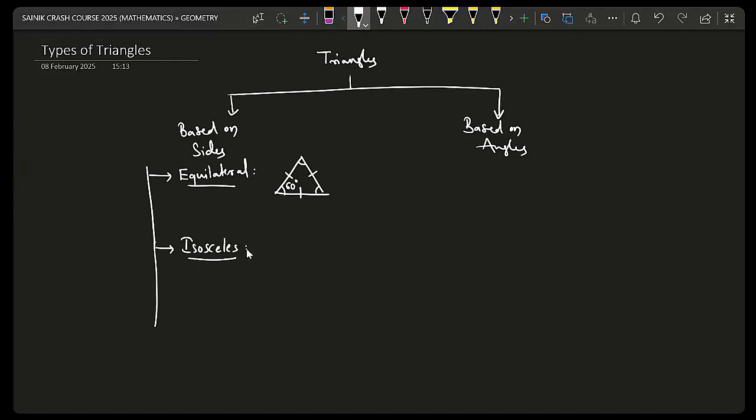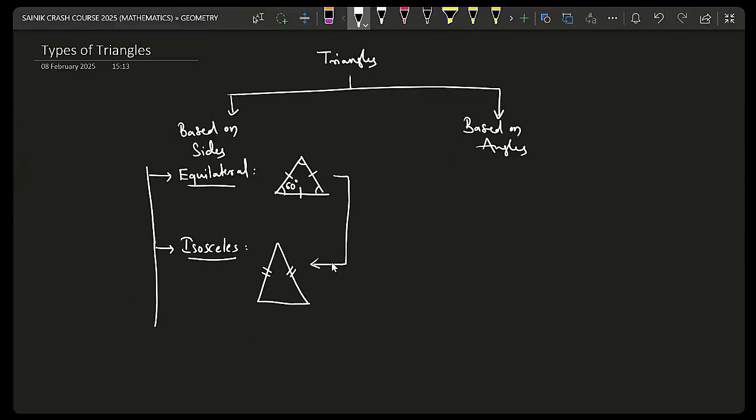What is isosceles triangle? A triangle is called an isosceles triangle if two sides are equal. And in the definition of isosceles triangle, there is no mentioning of the third side. It may be equal, may not be equal, we don't know. If two sides are equal, we can call it isosceles. The third side may be equal, may not be equal. So according to this definition, every equilateral triangle also becomes an isosceles triangle. Okay, but every isosceles may not be equilateral. It depends on the third side.